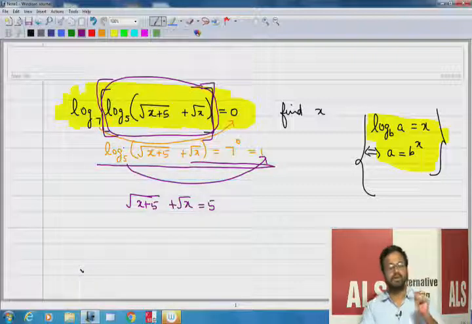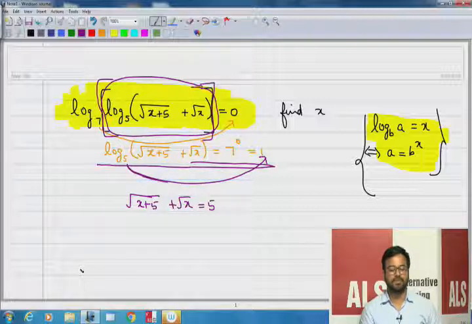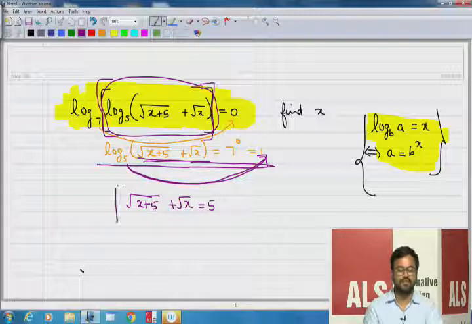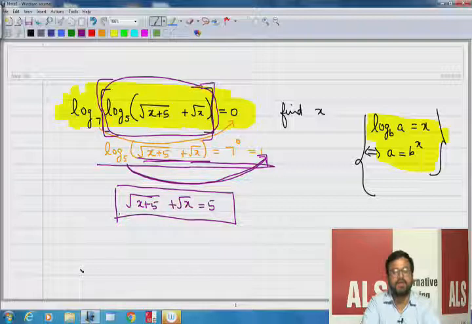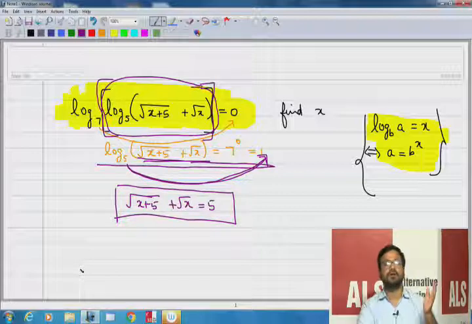Now again we will eliminate that log, and this will be 5 to the power of 1, that is equal to this thing. So root of x plus 5 plus root x is equal to 5, since 5 power 1 is 5. This is the final algebraic equation we are getting. We have removed the entire log. Is it clear till now? Only what we have done is use the first property of the logarithm, from logarithmic equation to the exponential equation.